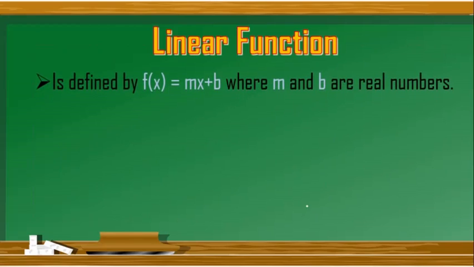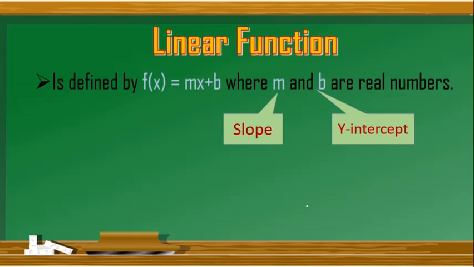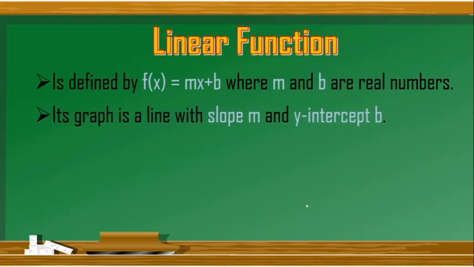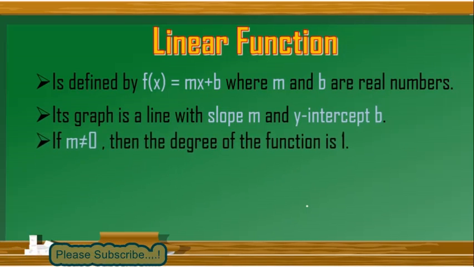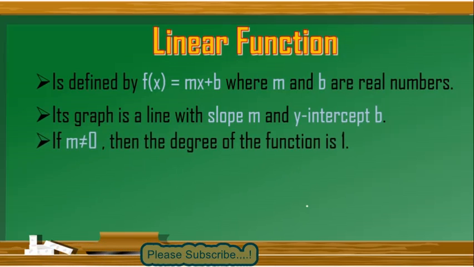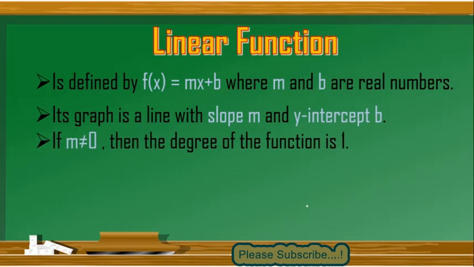A linear function is defined by f(x) = mx + b, where m and b are real numbers. m stands for the slope and b stands for the y-intercept. Its graph is a line with slope m and y-intercept b. And these are the conditions for a function to be considered a linear function.